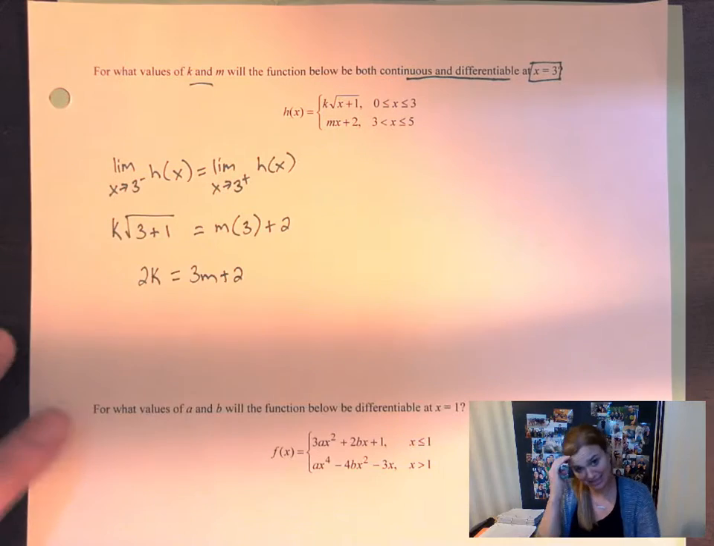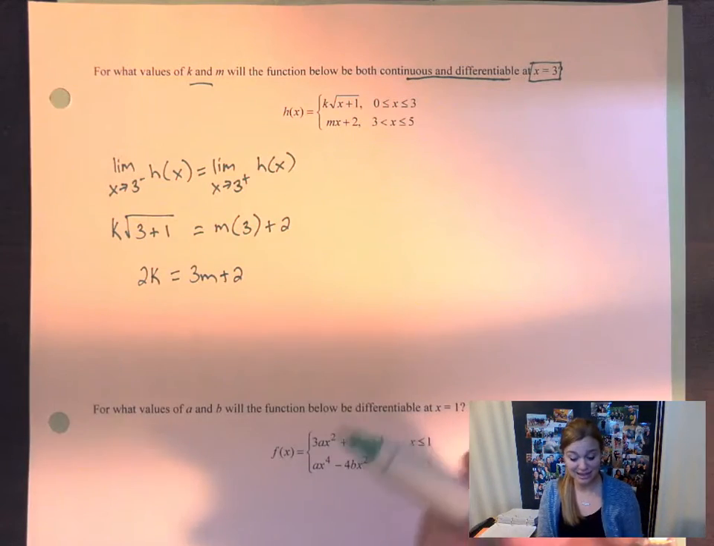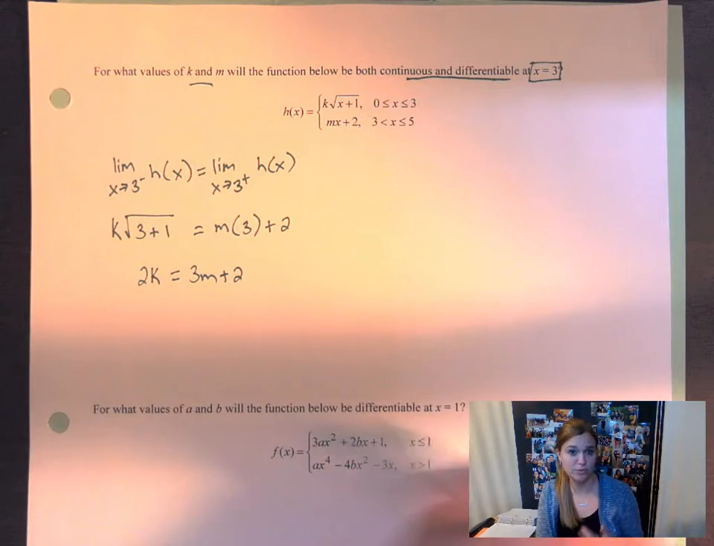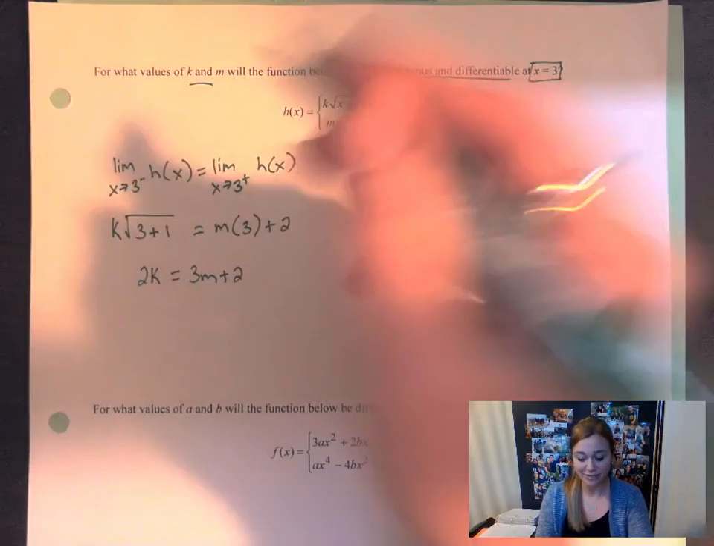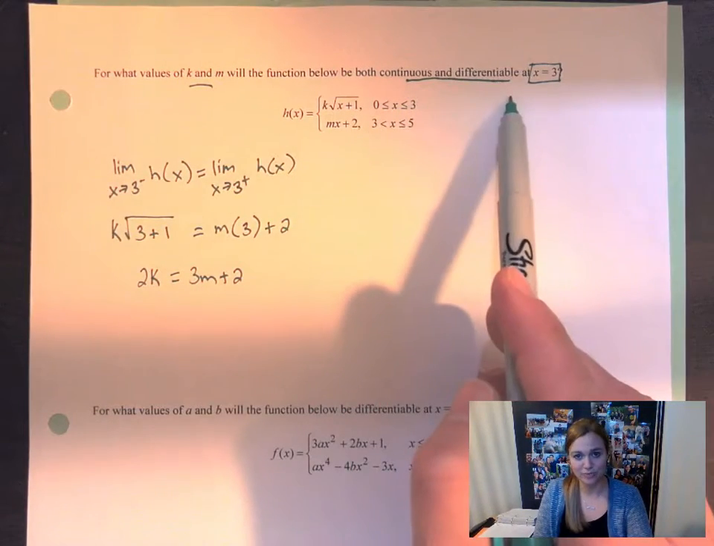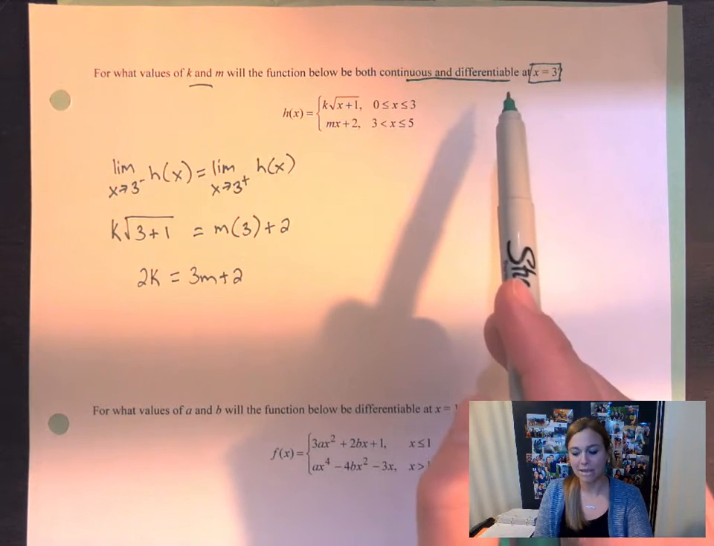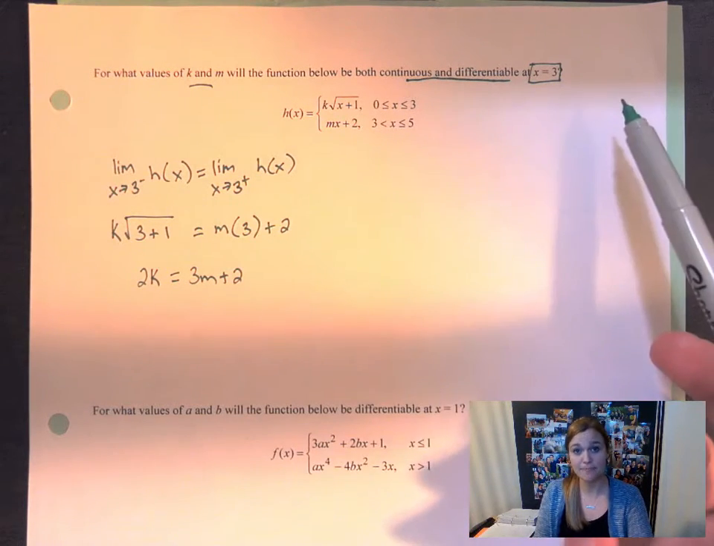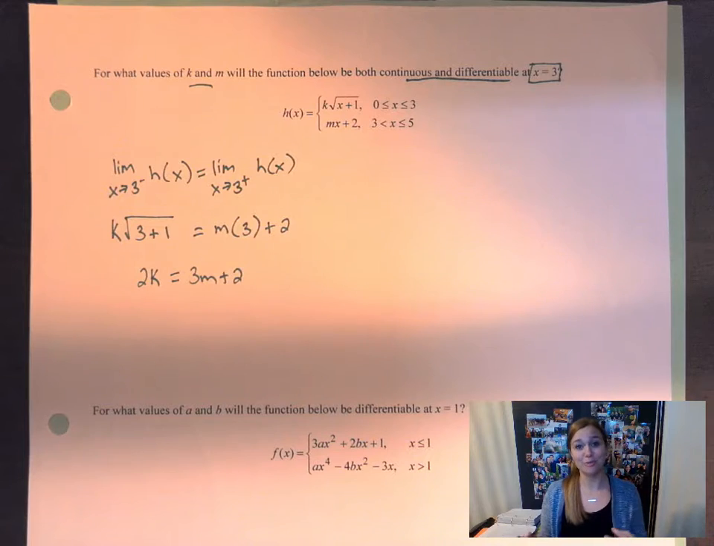And you might be thinking, okay, great, I can't really do anything with that. I could divide and say k is equal to 3/2 m plus 1, but that wouldn't be good enough because I need to find the values. So this was continuous and differentiable. Well, to be differentiable, what has to be true? The function has to be continuous at x equals 3, and the limit from the left of the slope has to be equal to the limit from the right of the slope. Slopes have to be approaching the same value.